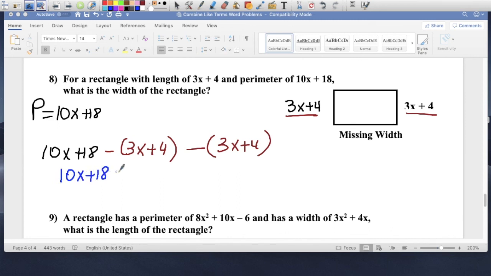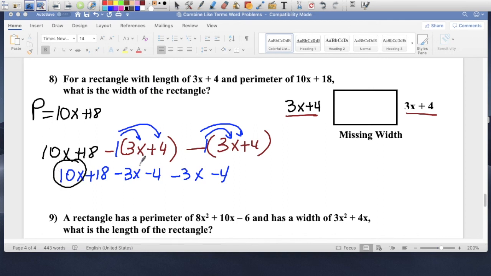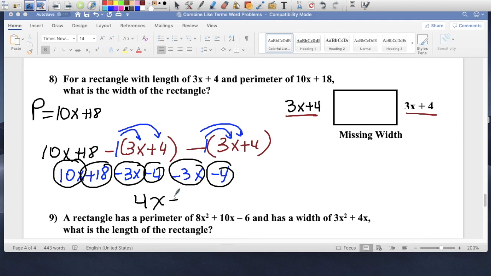10x plus 18 minus 3x minus 4 minus 3x minus 4. Remember, I'm doing this properly, right? Negative times a positive, negative times a positive, and that's what comes out. Combine like terms. 10x minus 3x is 7x. 7x minus 3x is 4x. 18 minus 4 is 14, and 14 minus 4 is 10. I get positive 10. So my answer is 4x plus 10.